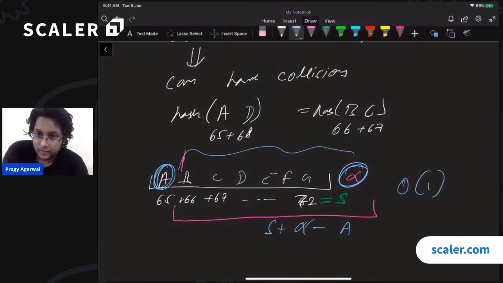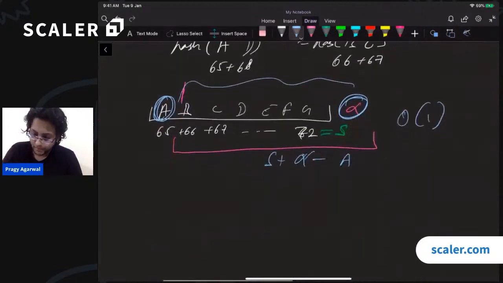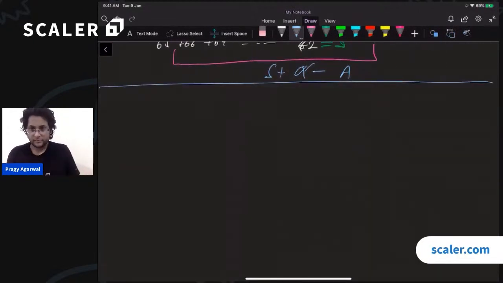However, this is not the hash function that Rabin-Karp will use. This is just an example of a rolling hash function. We will come to the decision of which hash function to use later on.